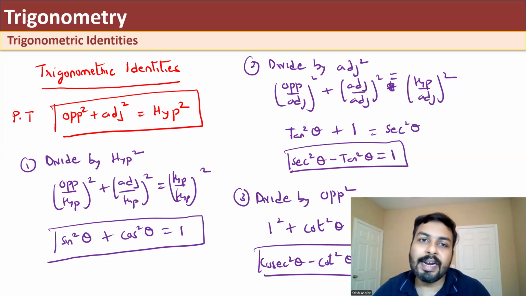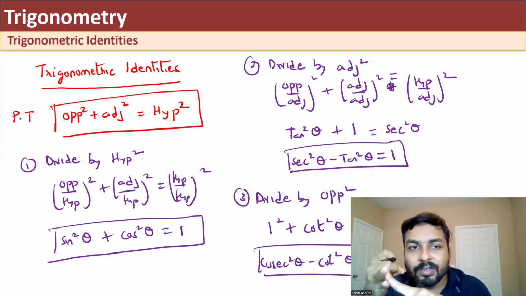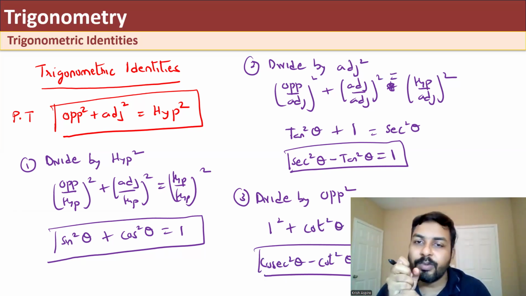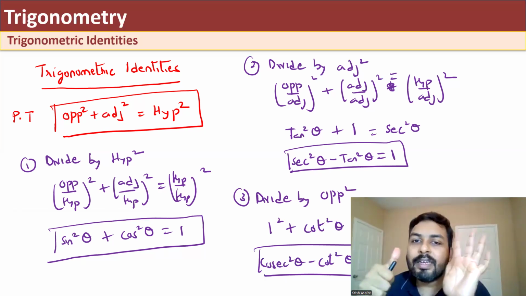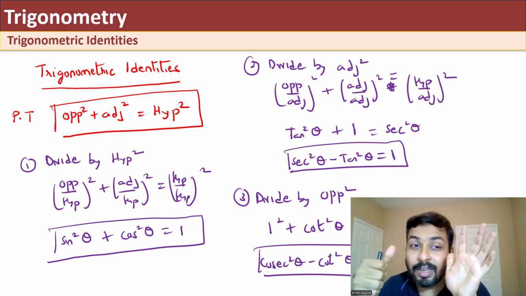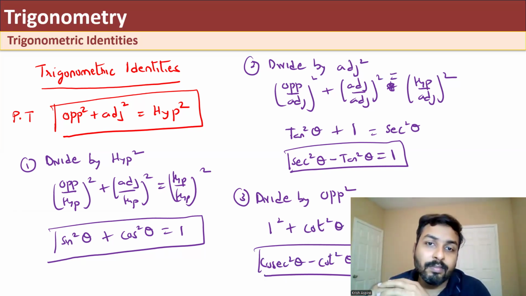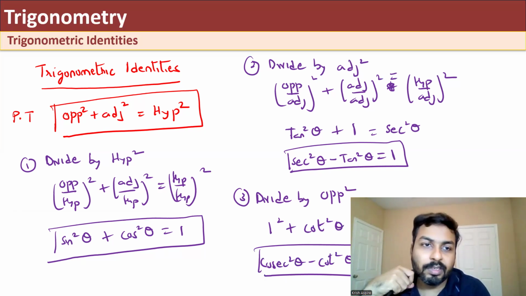So we have three trigonometric identities. Sine square theta plus cos square theta equal to 1. Secant square theta minus tan square theta equal to 1. And cosecant square theta minus cot square theta equal to 1. So there are a total of 6 trigonometric ratios, and there are a total of 3 trigonometric identities. All right, let's see an example now on this.